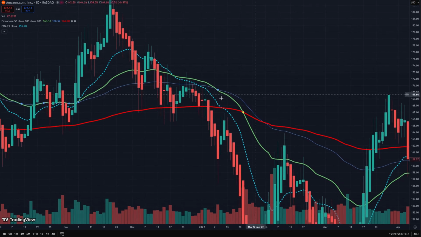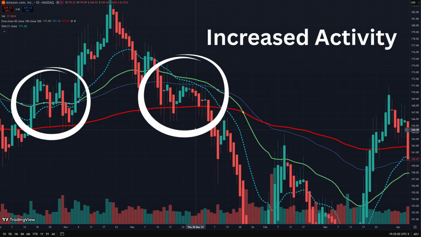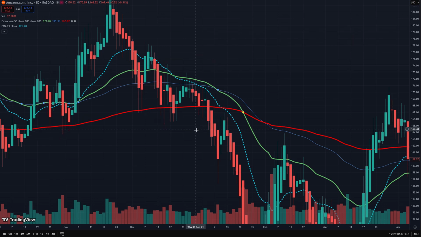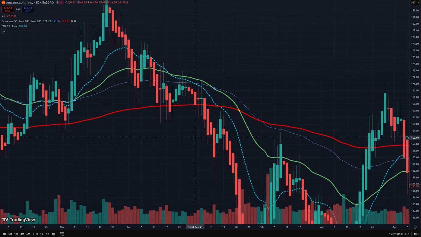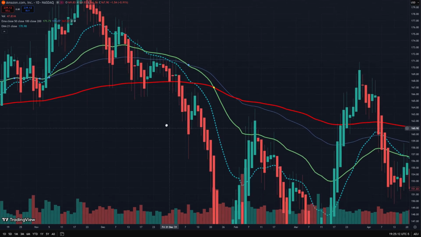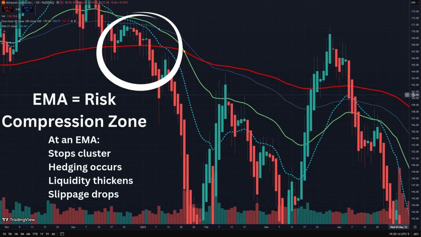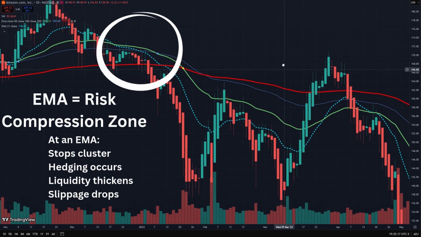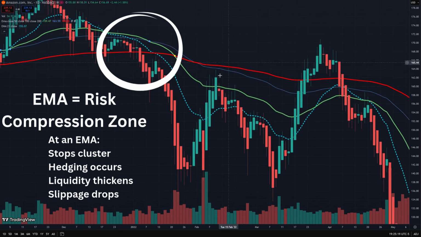Some may buy, some may sell, some may hedge. This creates increased activity around the EMA. It's important to understand, EMAs are not magic support or resistance. Price can break through them easily. What they really show are areas where people are paying attention and acting. In other words, EMAs highlight zones of concentrated decision-making. If you trade with that knowledge, you can act where the market is more predictable, instead of guessing blindly.